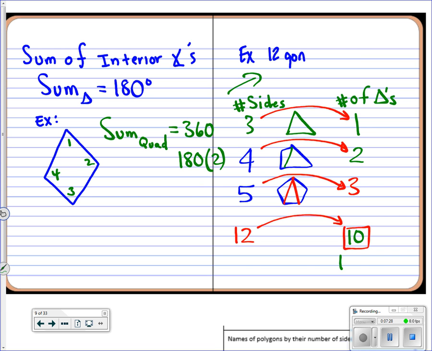We basically take the number of sides and subtract 2 from it to find out how many triangles are in it. Once I know how many triangles, it's just a matter of taking 10 and multiplying times the sum of all the angles in each one of those triangles. So the sum of a 12-sided figure is 10 times 180. That 10 is 2 less than the number of sides. I want to come up with a formula for that.